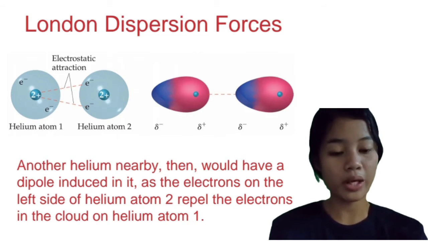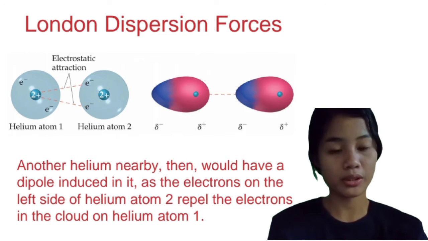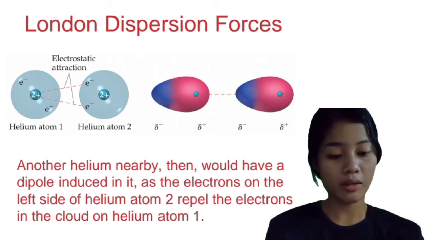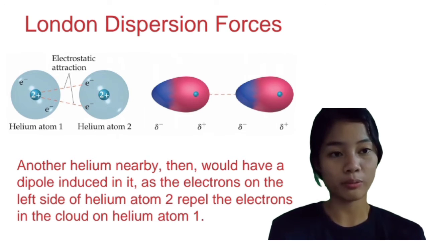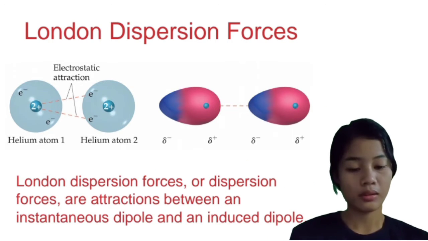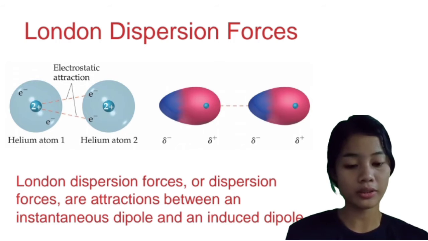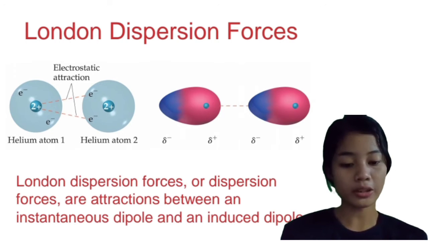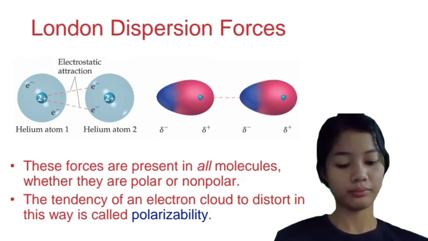Another helium nearby would then have a dipole in the zenith, as the electron on the left side of helium atom 2 repels the electrons in the cloud of the helium atom. London dispersion forces, or dispersion forces, are attractions between an instantaneous dipole and an induced dipole.